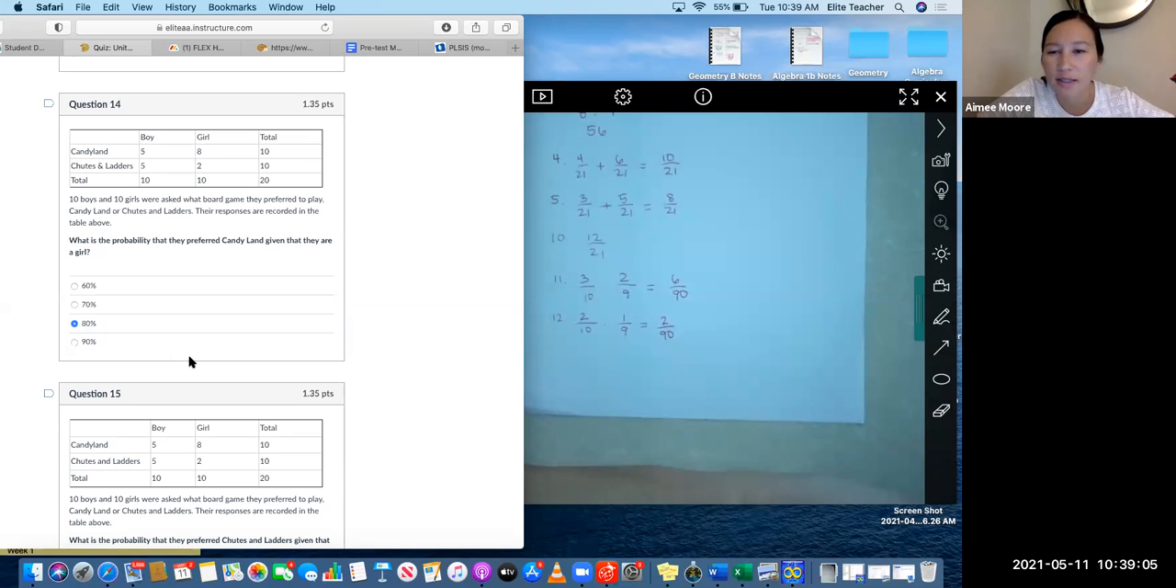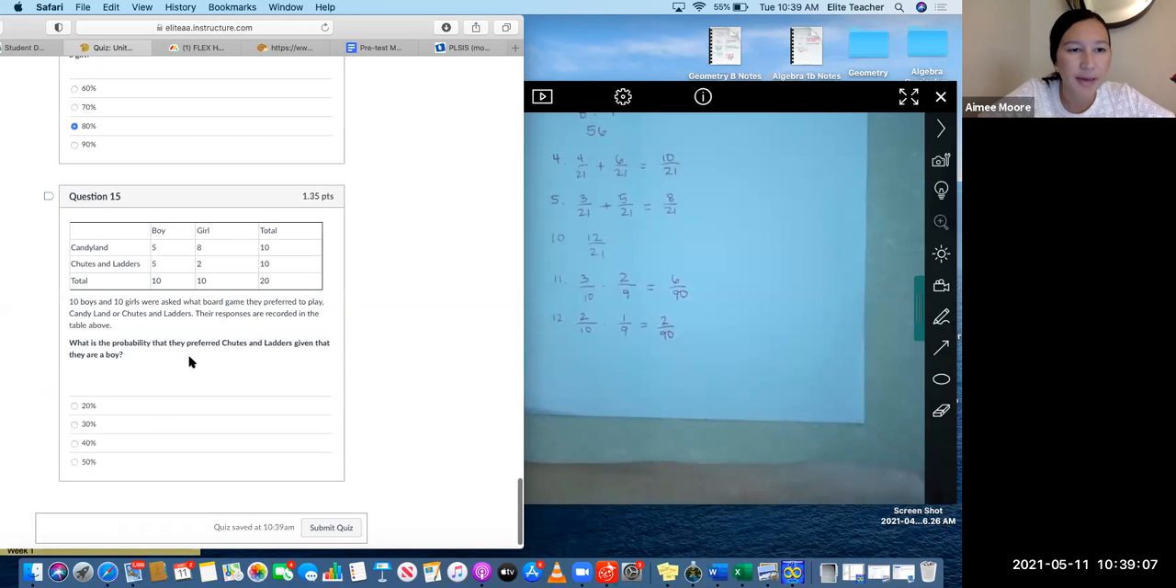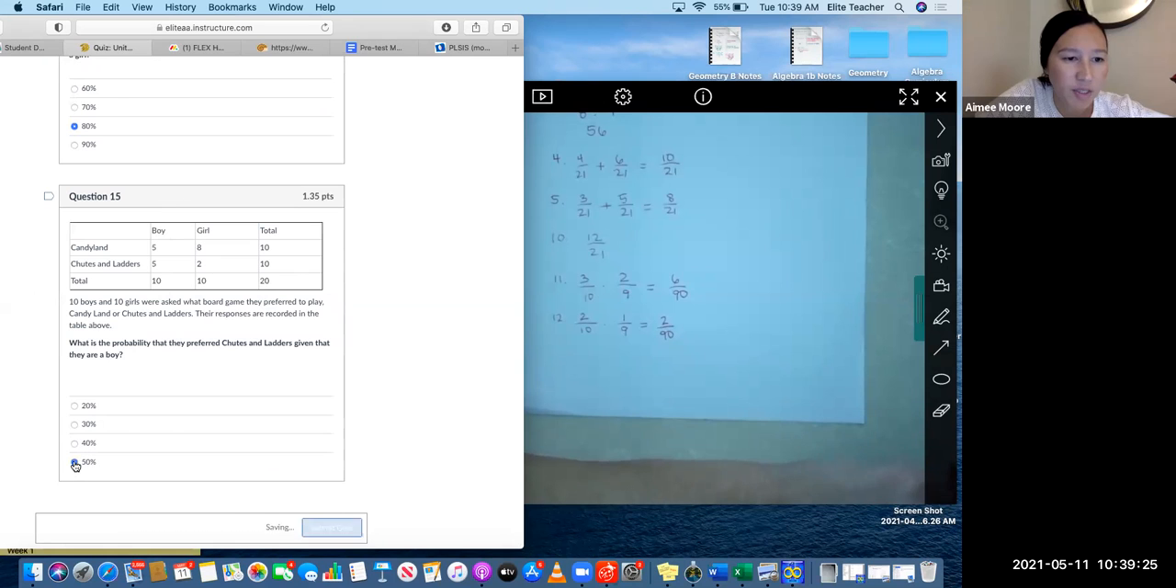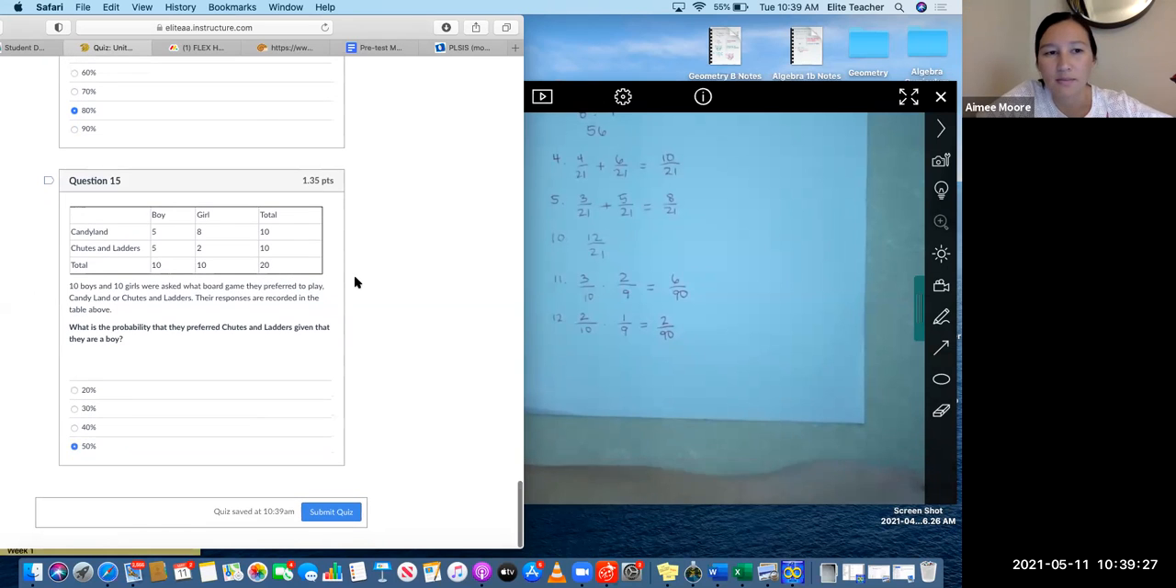Any questions? Okay. And then what is the probability that they preferred Chutes and Ladders given that they are a boy? So we're only looking at the boy column. And how many of them preferred Chutes and Ladders? 50%. Yep, 5 out of the 10, which would be 50%. Very good.